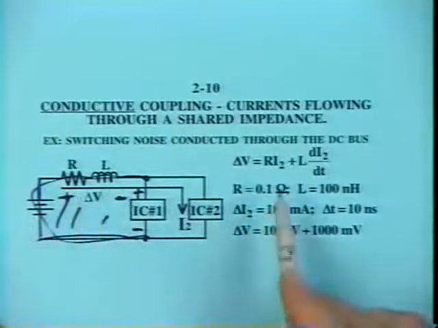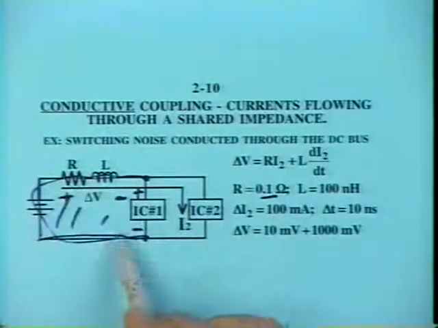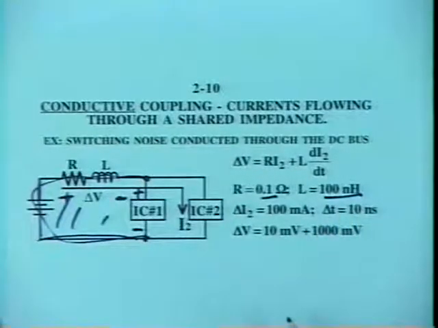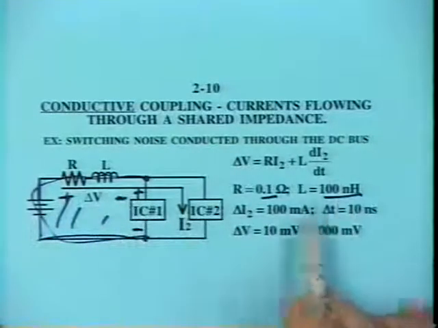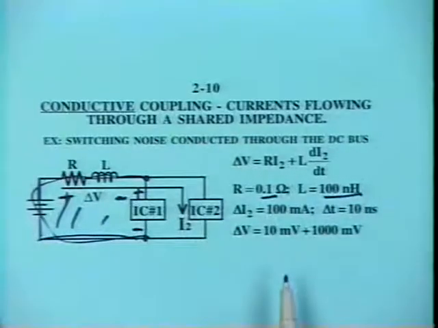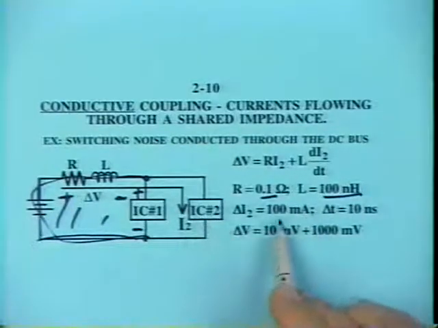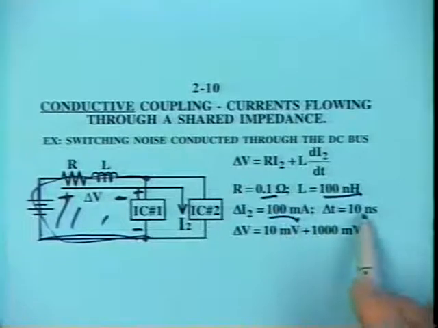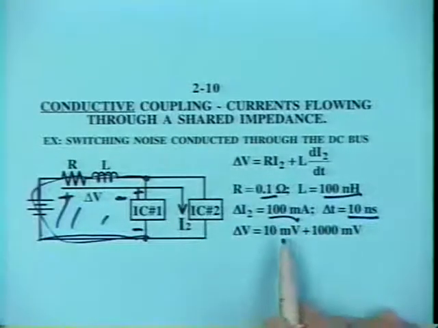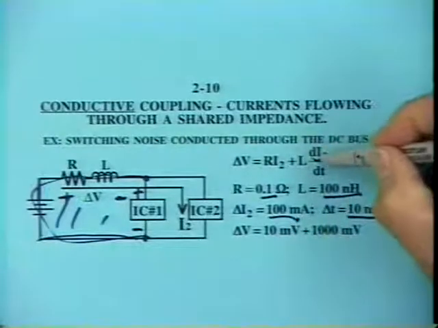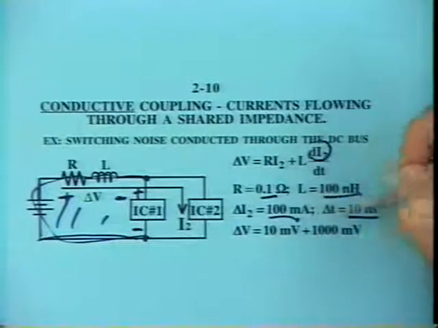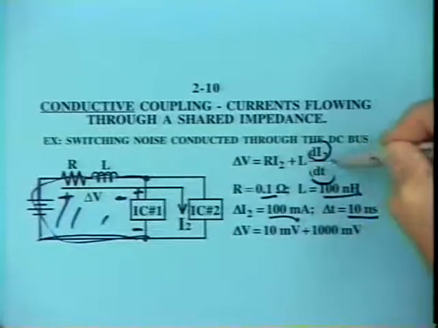Let's say the resistance is about 1/10 of an ohm. Let's say the self-inductance is 100 nanohenries. Remember, we said a loop 3 inches in diameter would be several hundred nanohenries. So this is probably going to be in that range, 100 nanohenries or more. Let's say that current I2 is 100 milliamps peak, and it's switching in a time interval of 10 nanoseconds. So we'll say that's our value for dI/dt. Delta I is 100 milliamps, and delta T is 100 nanoseconds.